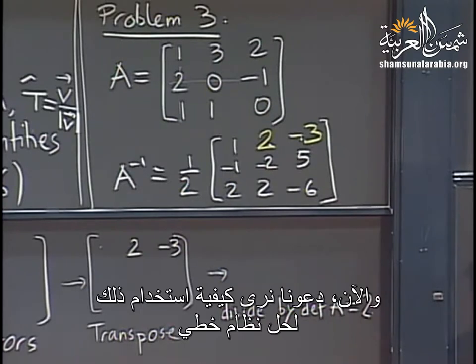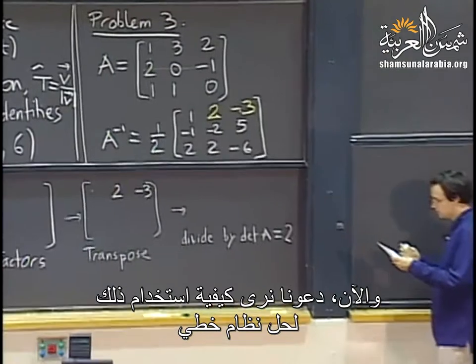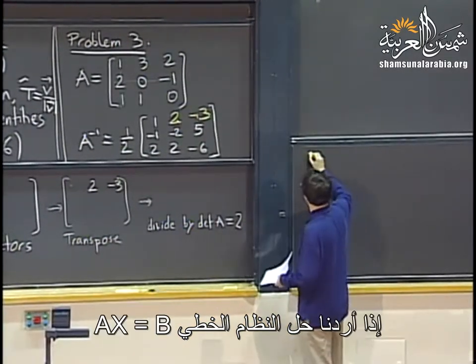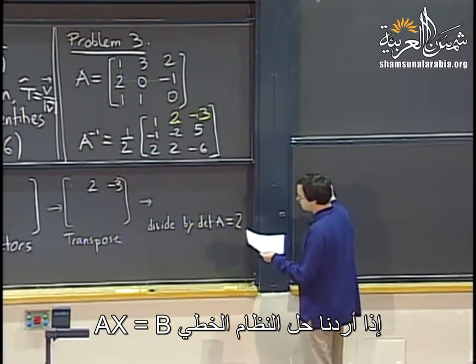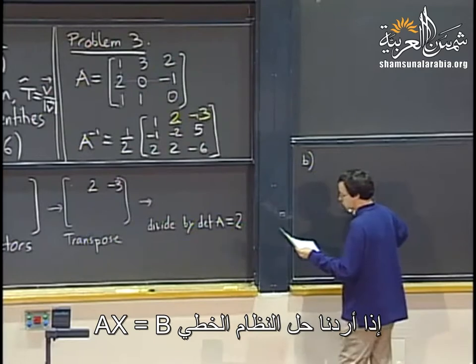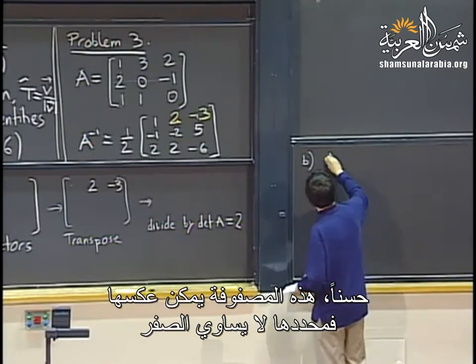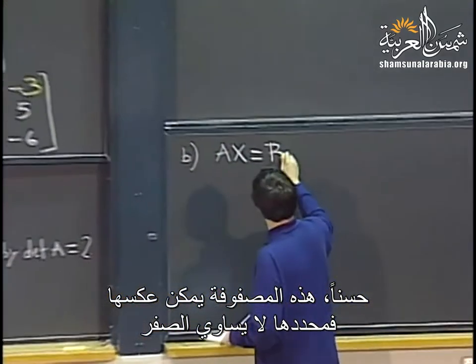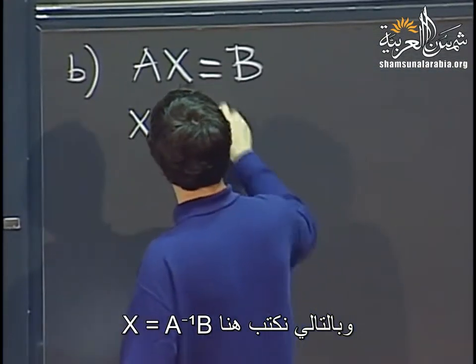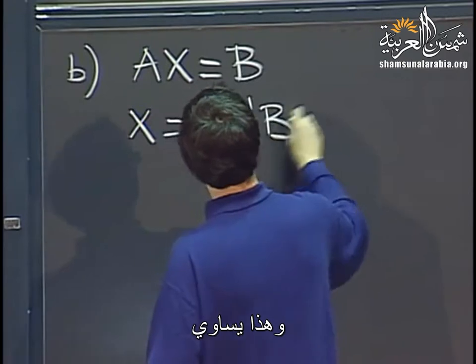Now, let's see how we use that to solve a linear system. So, if we have to solve a linear system, AX equals B, well, the matrix is invertible. Its determinant is not 0. So we can certainly write x equals A inverse B.